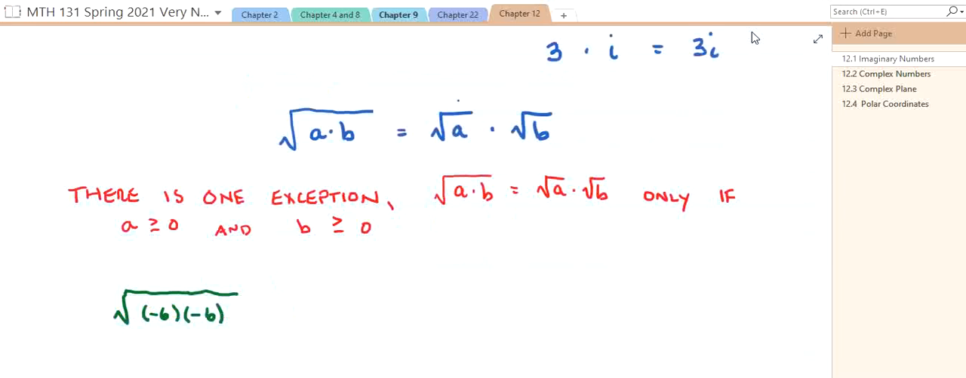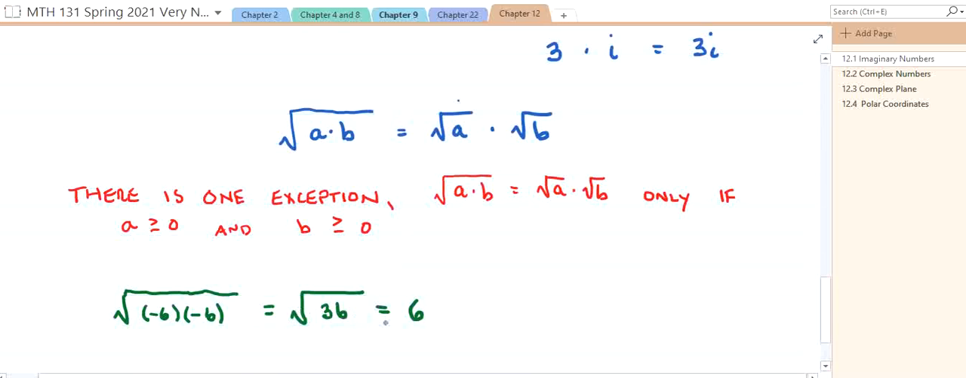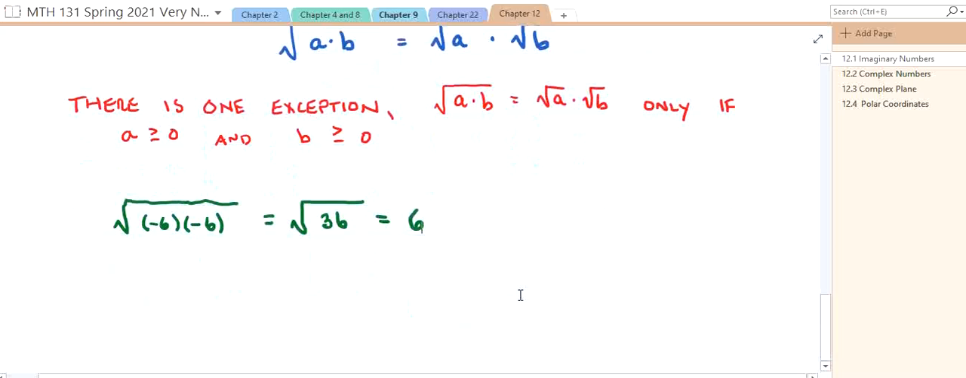Let's look at it. If we take the square root of minus 6 times minus 6, so here, this is the exception. This equals the square root of, well, minus 6 times minus 6 is 36. And the principal root of that is 6. But on the other hand, we're going to see that it does not equal 6 if we perform this operation up here.